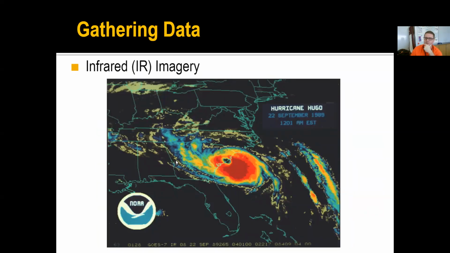Here's that infrared imagery. This is of Hurricane Hugo. It was a very strong hurricane, and I know that just based on the eye development of the hurricane there. We'll do severe weather discussions near the end of this unit.